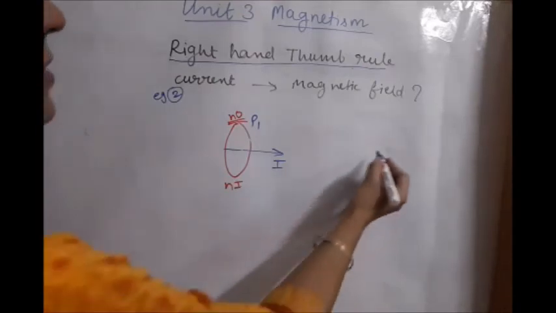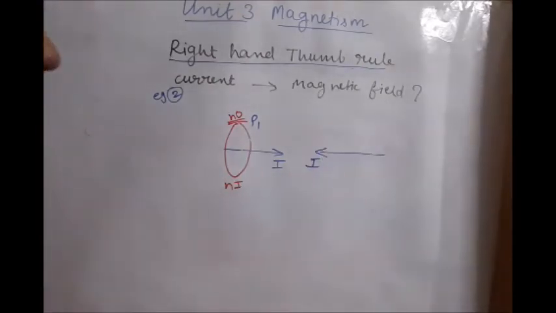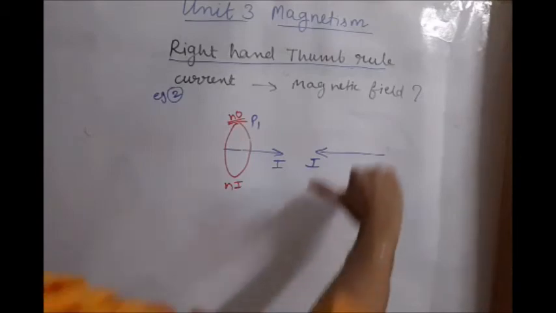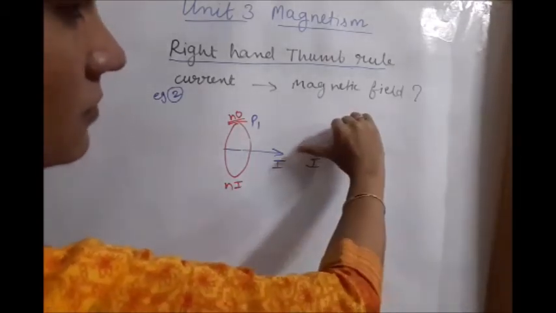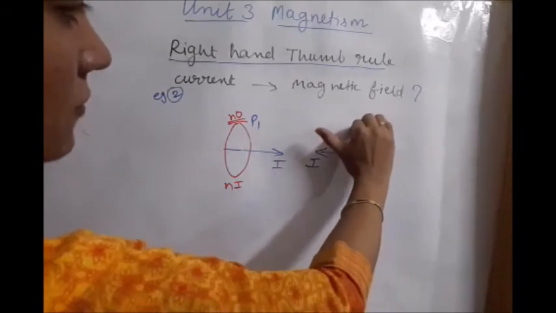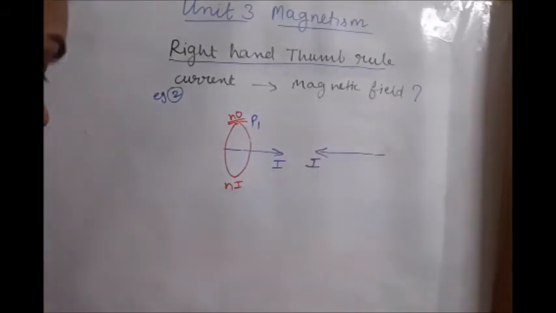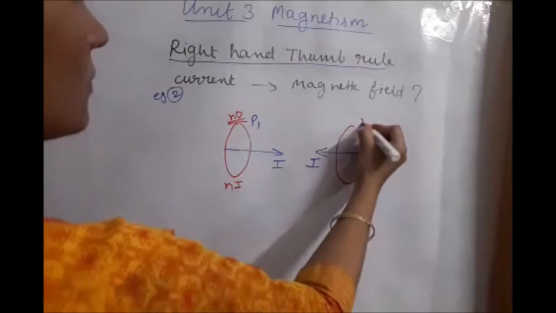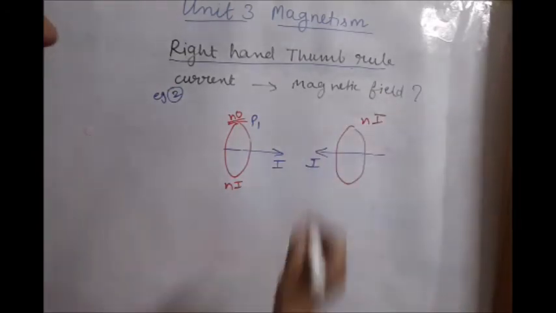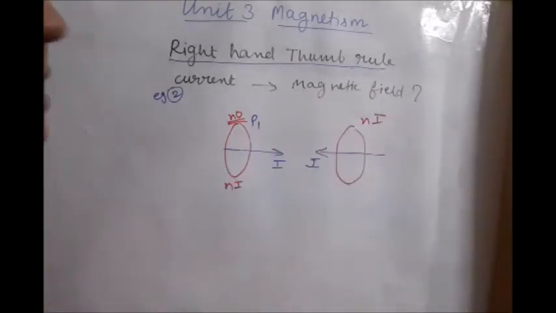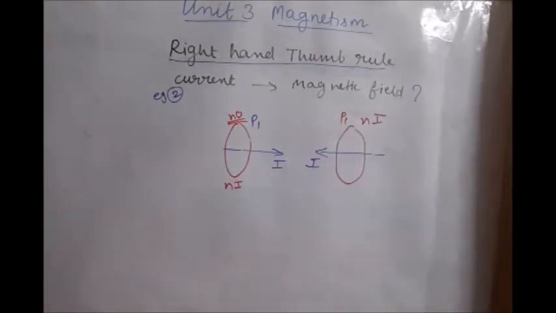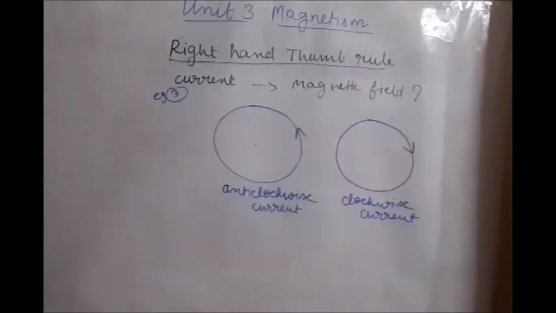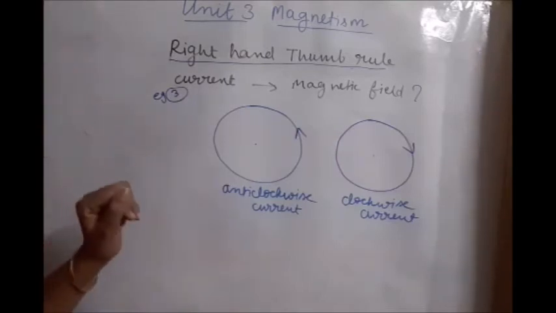In the same manner, suppose the current direction is given this way. Right hand thumb rule this way. Thumb and fingers. Fingers are here normally in going. Okay, so you can see that we have found the magnetic field direction at point P1. Let's practice for circular currents now.